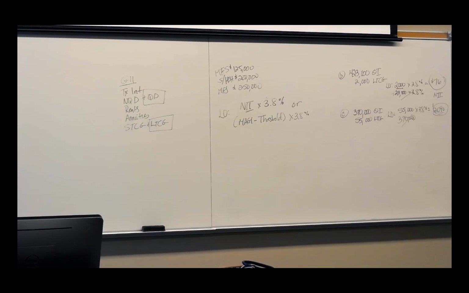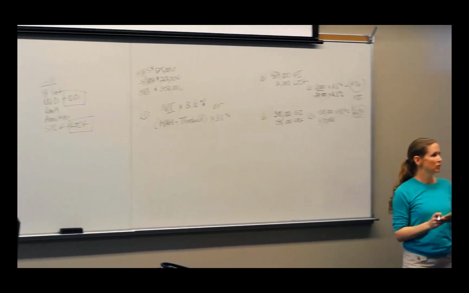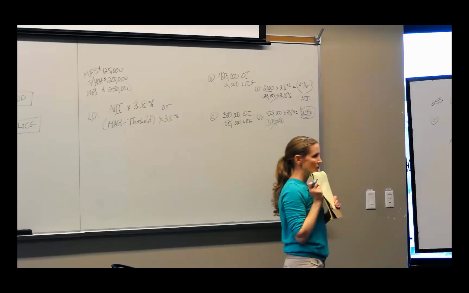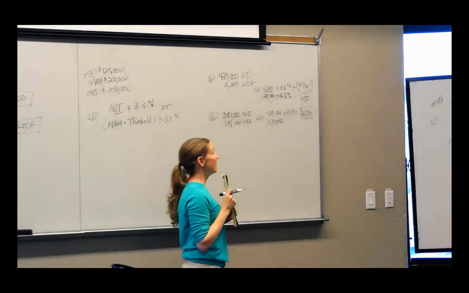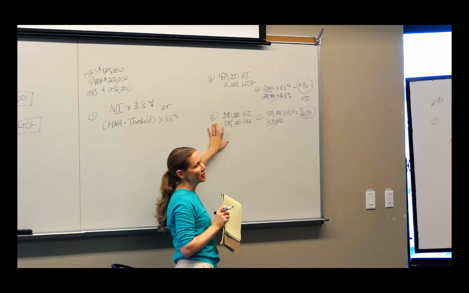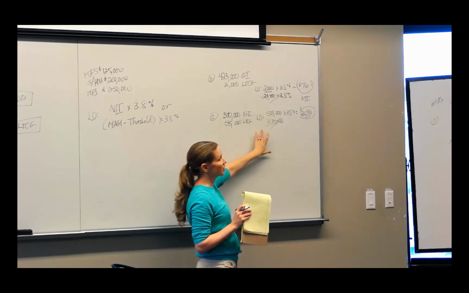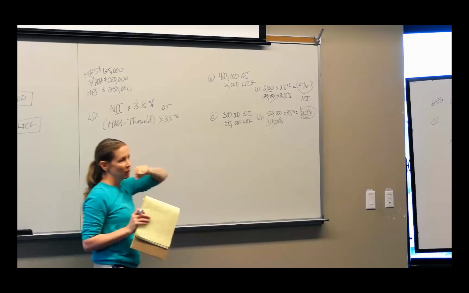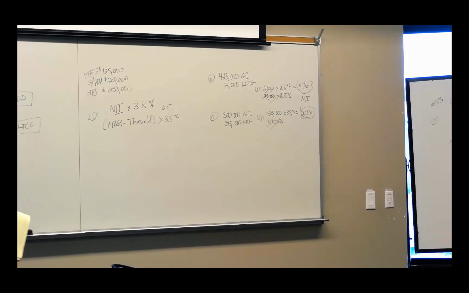Okay, guys? Professor, isn't it the MAGI minus the threshold? It is, but these problems gave us his taxable income, and we don't know what his AGI is. If it said that 370 was his AGI, you would have to subtract the threshold. Yes. But this is still going to lead to a way bigger number. Yes, I know what you're saying. Sorry. We'll get it done. We'll do the last one now.